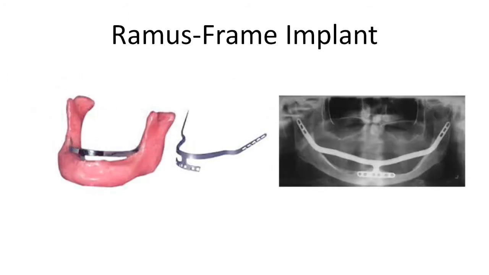Here's an example of a ramus frame implant. The anterior part inserts into the mental symphysis, and the posterior wings, if you like, are inserted into the ramus of the mandible. Both of these areas are very good sources of compact cortical bone. So one can imagine that this implant would perhaps have a certain degree of success. And it was designed to support overdentures.